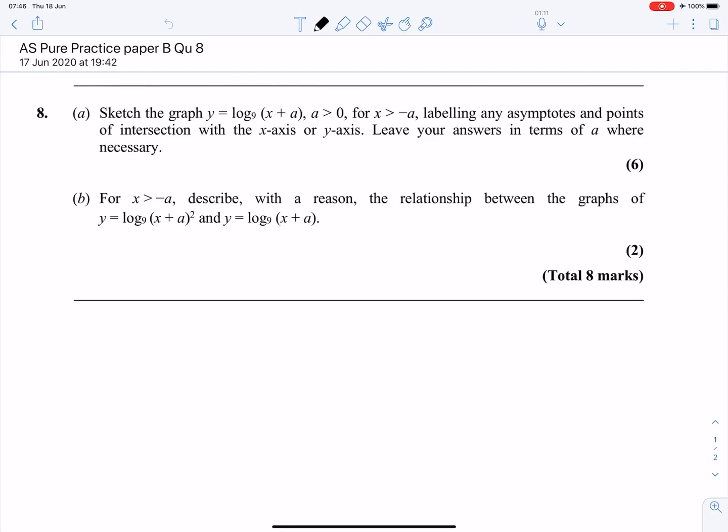So, as usual, the first thing we need to do is to read the question, identify the key areas and things to concentrate on. So, sketch the graph of a is greater than 0, so it's a positive number, and x is greater than negative a, labelling any asymptotes and points of intersection with the x-axis or y-axis. Leave your answer in terms of a where necessary.